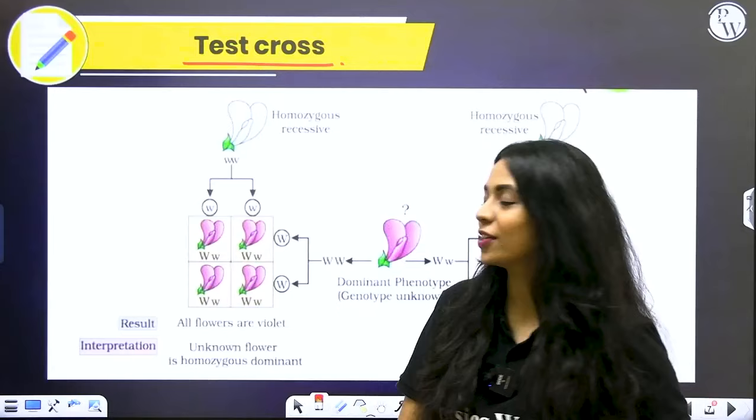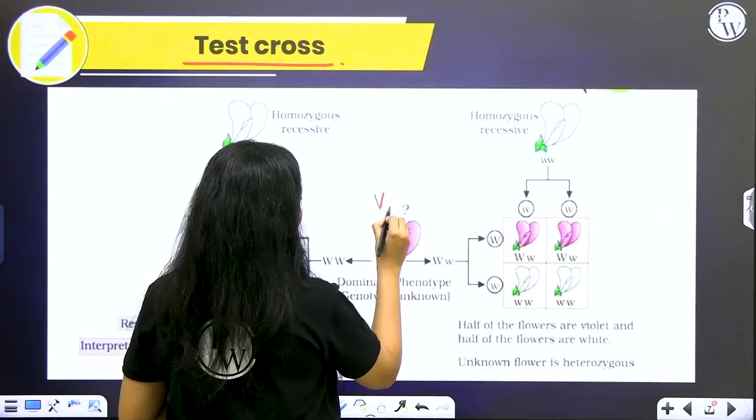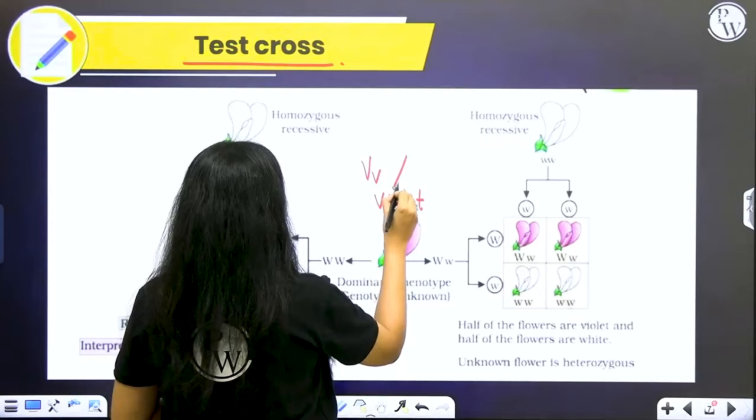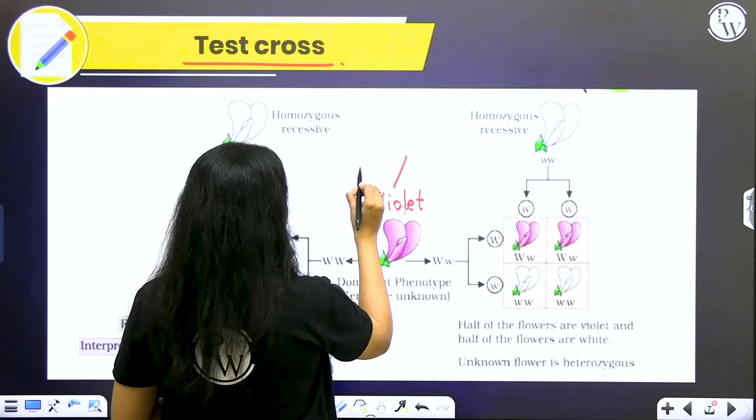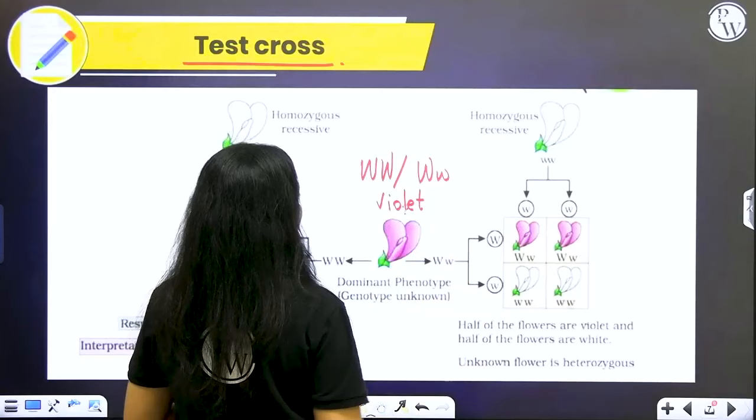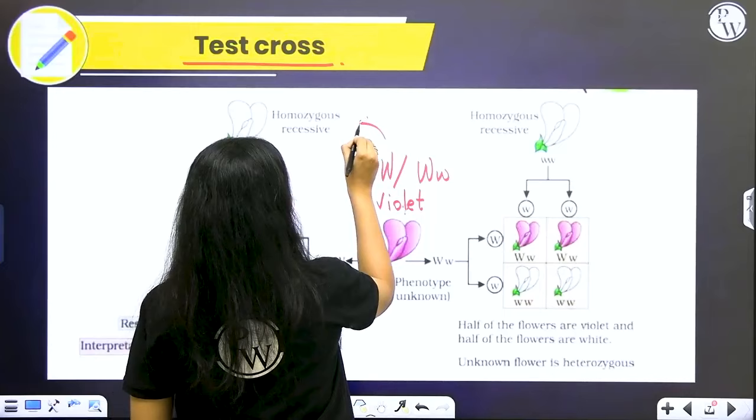Here's an example. Here we have a pea flower that is violet in color. We do not know if it's homozygous dominant or heterozygous dominant. So what do you do in such case? You cross this plant with a homozygous recessive plant.